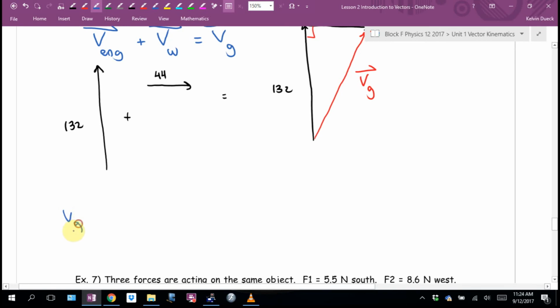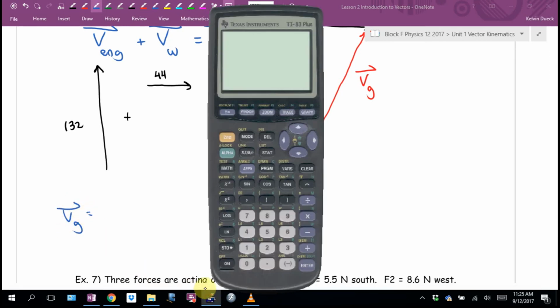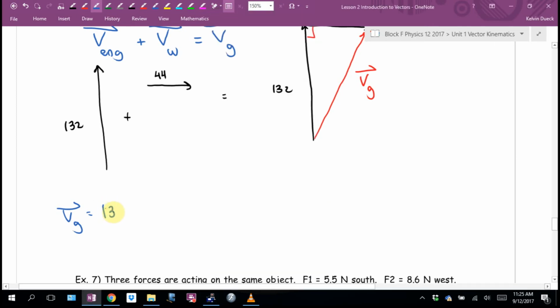So let's do the Pythagoras. The ground velocity is going to be 132 squared plus 44 squared, square root of that. I get 139 to 3 sig figs, yes? And that's meters per second.